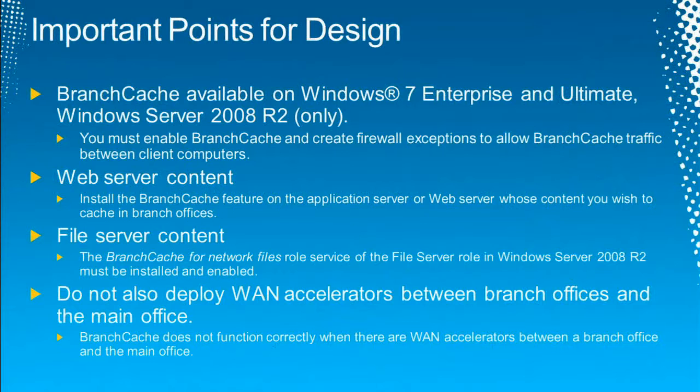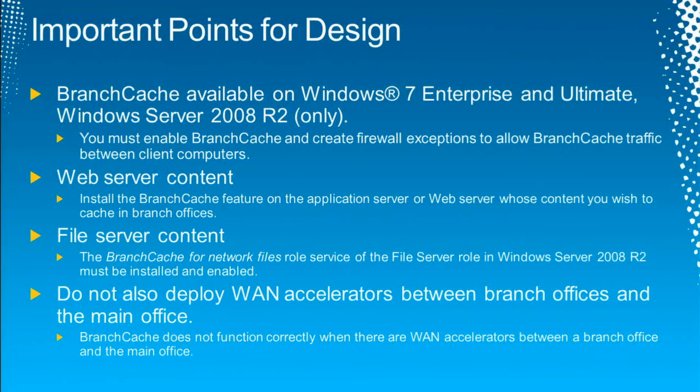As I mentioned, branch cache is available only on 7, Enterprise and Ultimate, and only on R2. So I have to have the servers and the client at that level. In order to implement it, I have to enable branch cache and create the firewall exceptions to allow the traffic between the client computers. So if I've got firewall stuff turned on, I've got to turn that on.